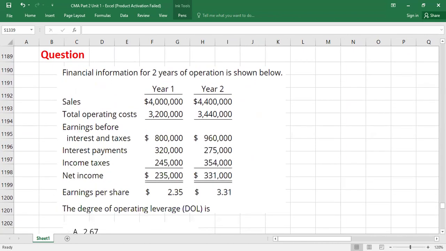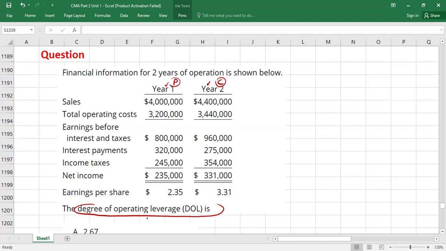So guys, here we have data now. Please remember, for example, we have a company here. What are we going to calculate? We are going to calculate the degree of operating leverage. So here we go, the data. We have financial information for year 2 operations shown below. So what is the data? This is year 1, this is year 2. This is your current year, and this is your previous year.